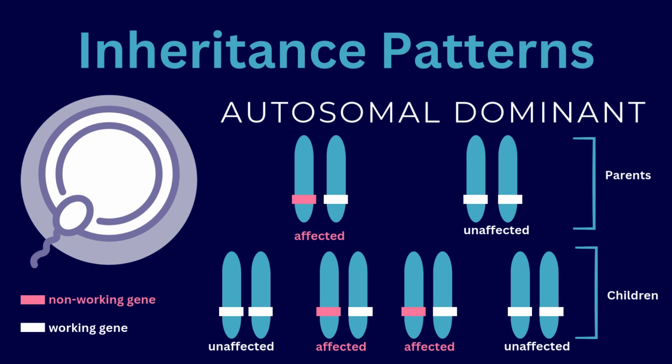An autosomal dominant condition is where there is a change in one of the two copies of a gene, leading to a genetic condition. With a parent who has an autosomal dominant condition, there is a 50% chance with each conception that the child would inherit the non-working copy.